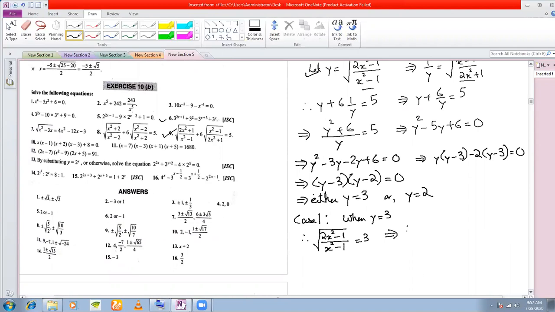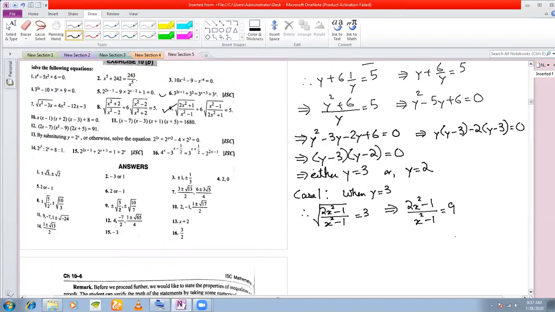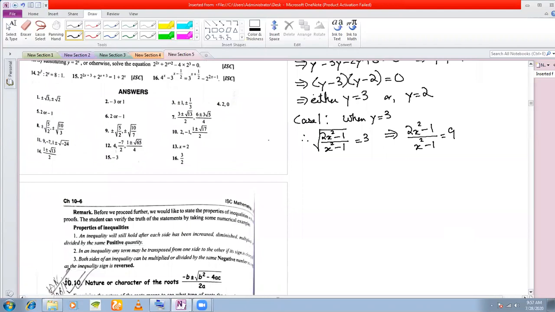Now if you square both sides, you will get (2x² − 1)/(x² − 1) is equal to 9. Now we cross multiply and reduce it to a quadratic equation. That means 2x² − 1 is equal to 9x² − 9.